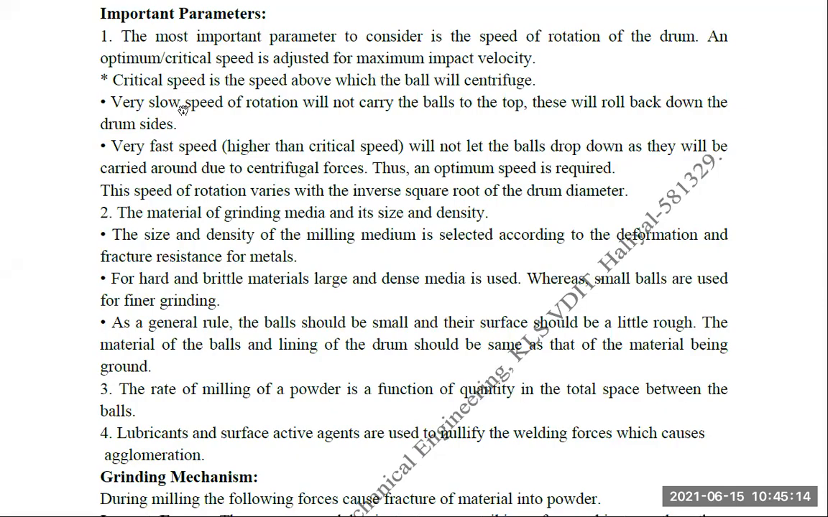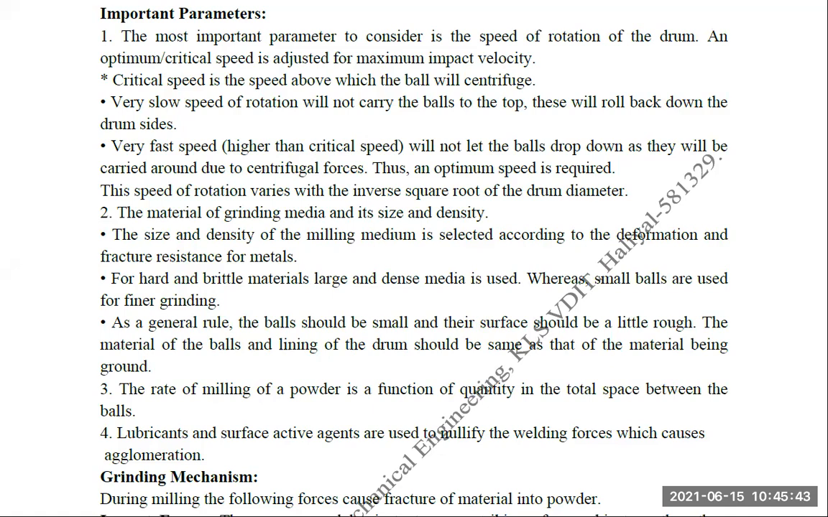One of the important parameters that has to be considered while discussing the powder is the speed of rotation of the drum, especially in case of a ball mill. An optimum or critical speed has to be adjusted for getting the maximum impact velocity. The critical speed is the speed above which the ball will centrifuge. That means when our ball starts centrifuging, that is the critical speed.